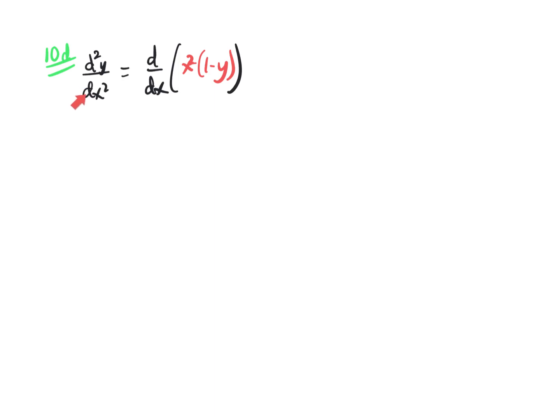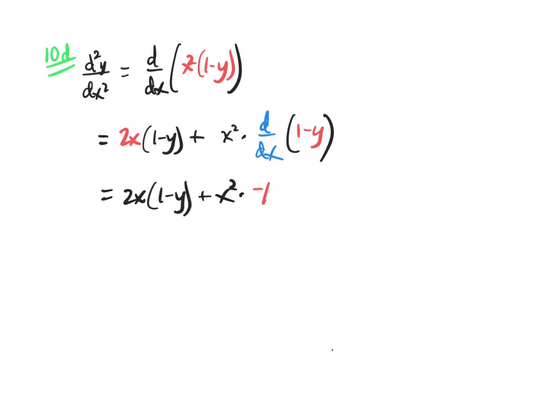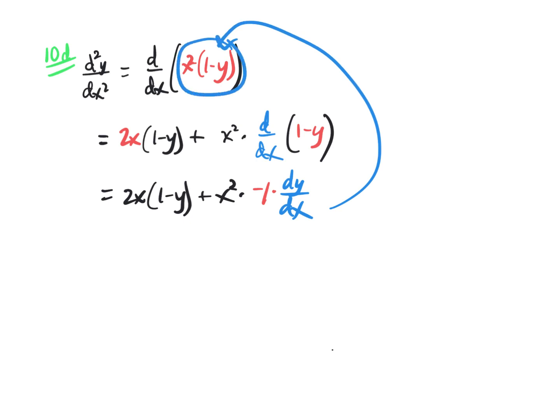Alright, so the second derivative will be the derivative of the first derivative. There's a derivative of the first factor times the second factor. Now we're going to multiply the first factor times the derivative of the second factor. And remember, we're taking the derivative with respect to x. That's why we'll need the chain rule, because y is a function of x. So the derivative of 1 is 0, and the derivative of negative y is negative 1, but times dy dx, which we know, because it was given to us, is that expression.